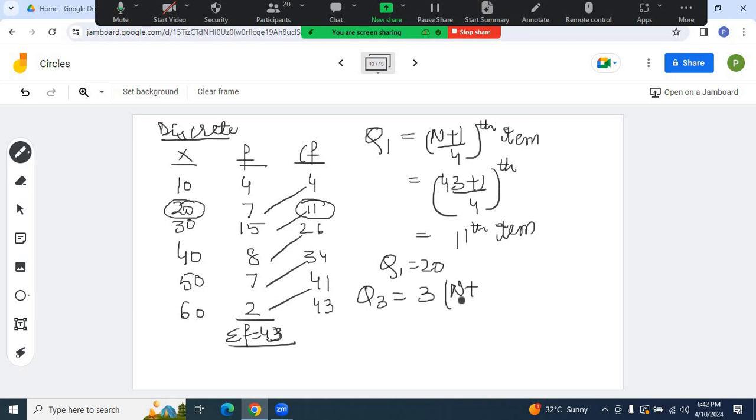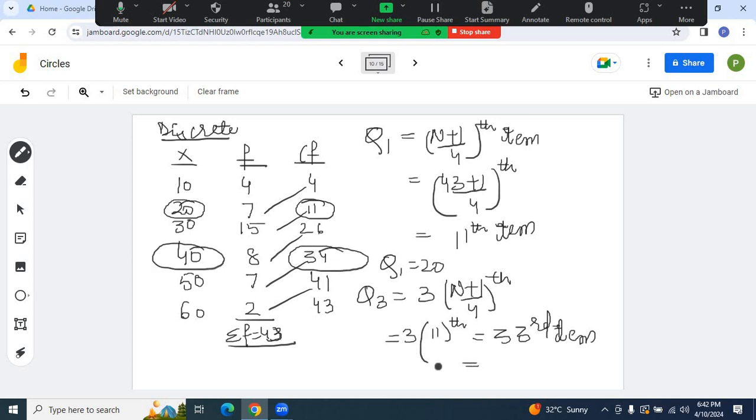Similarly we find Q3. 3 times (n plus 1) by 4th item. It will be 3 into 11, the 33rd item. So the 33rd item will lie here and the corresponding value will be 40. So Q3 is equal to 40. So once we have found Q1 and Q3, then there is no problem.